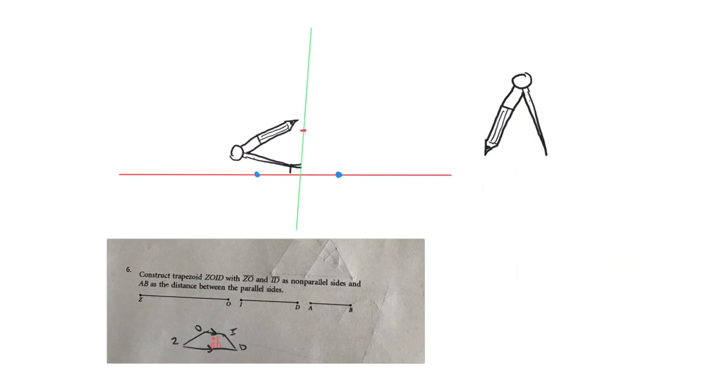So if it was like that, right? And then you could draw like an arc here. Okay, so hopefully that makes sense. So then we have our AB. Now that AB represents the altitude of the trapezoid, which happens to be the distance between the parallel lines.